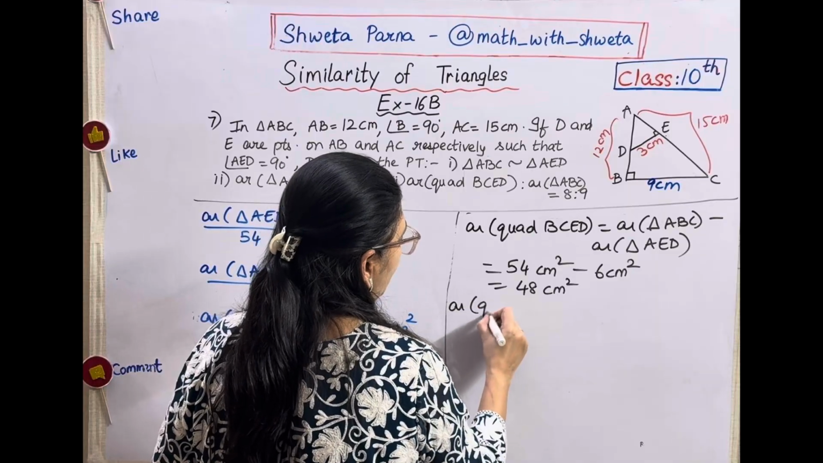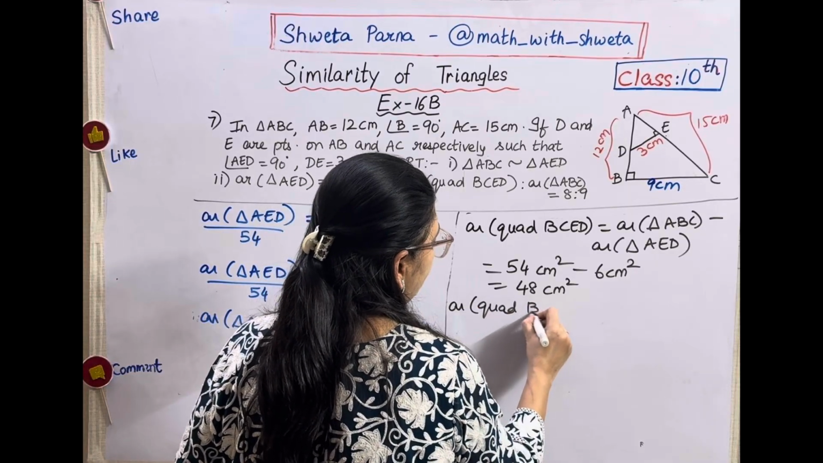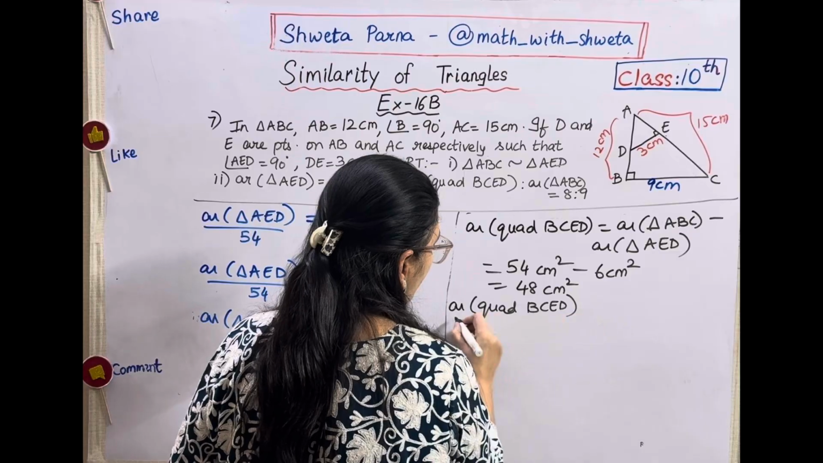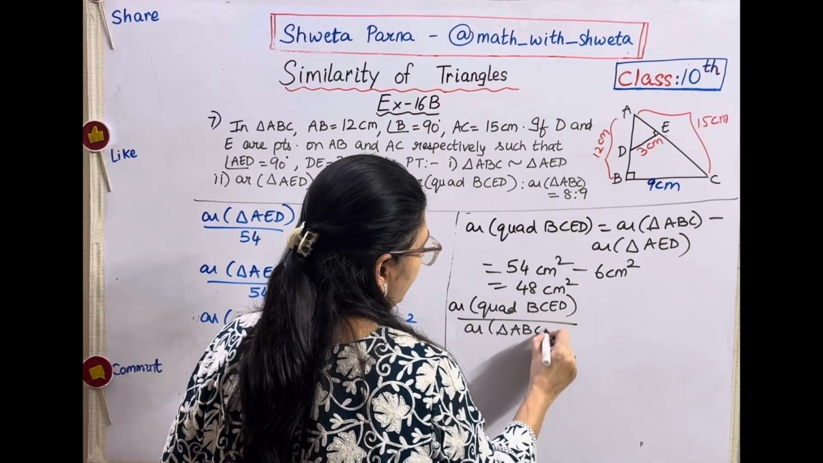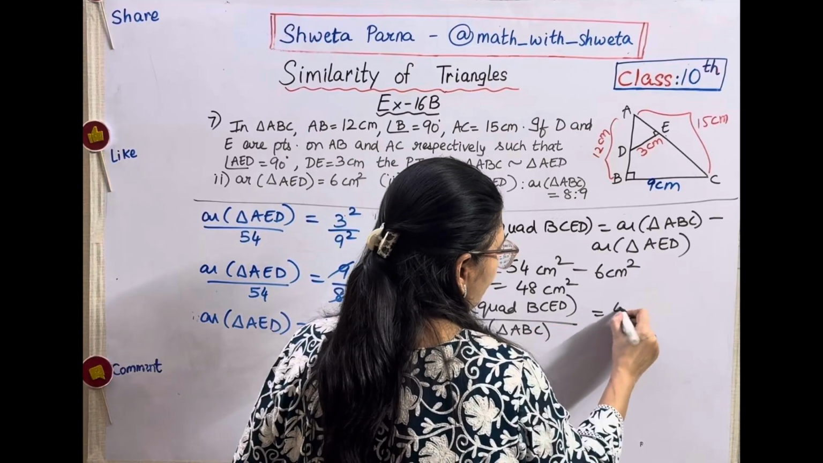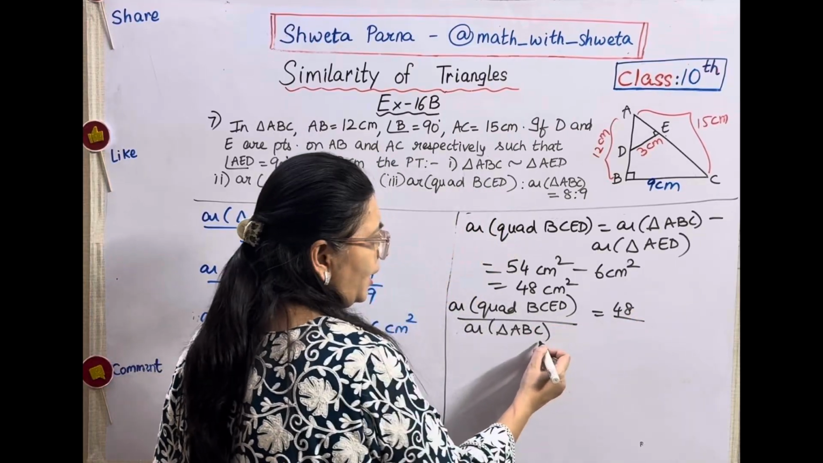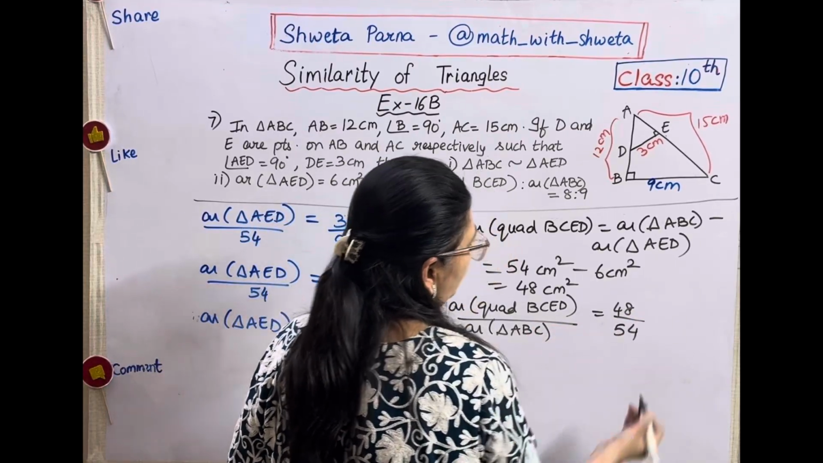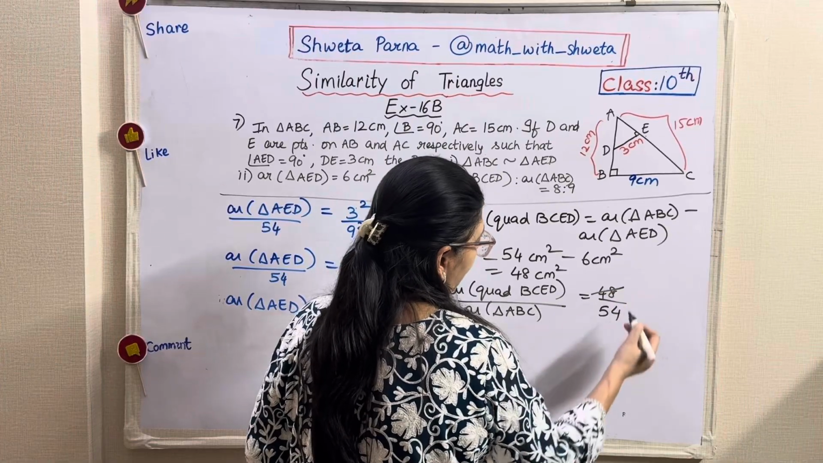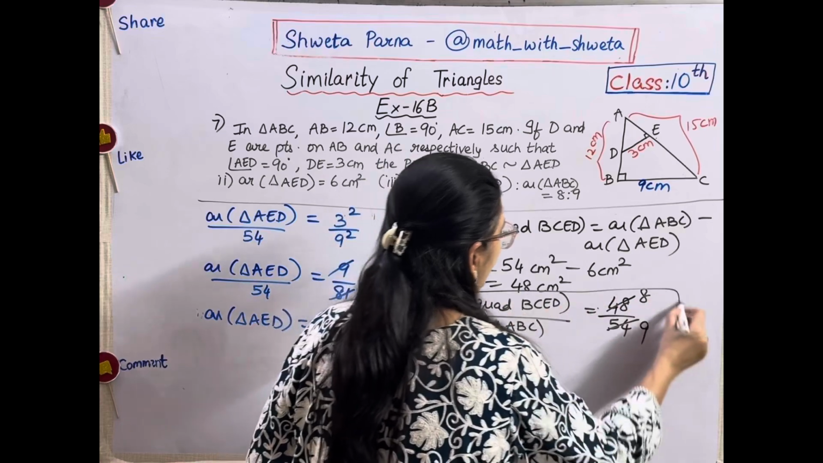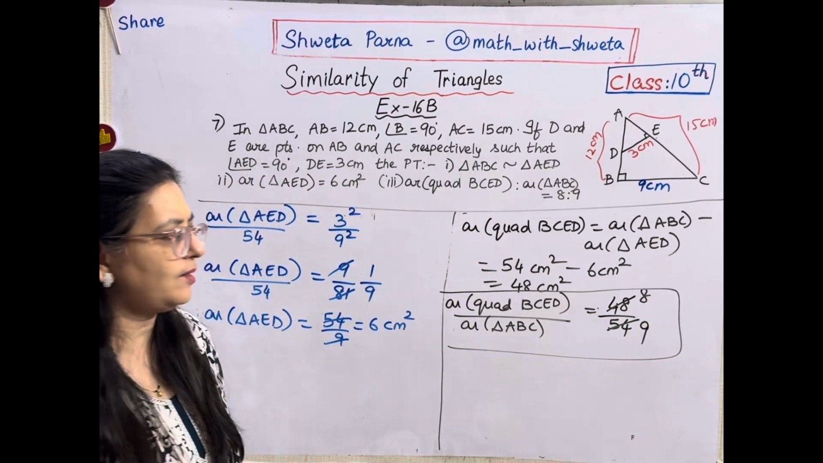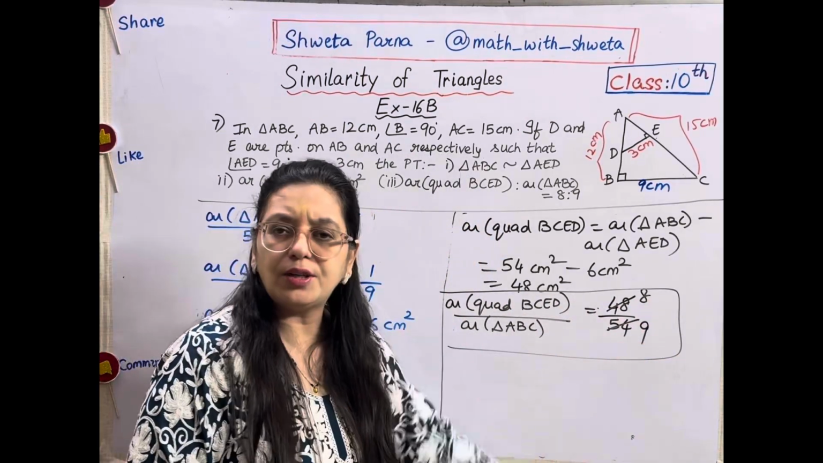Now let's substitute this. Area of quadrilateral BCED upon area of triangle ABC. What is this? This is 48. What was triangle ABC? It was 54. Okay. 8 6s are 48, 6 9s are 54. This is what you were supposed to prove. You got area of quadrilateral BCED upon area of triangle ABC is 8:9.